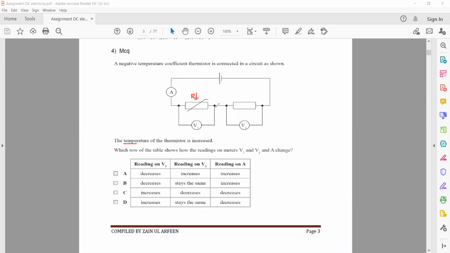And because it's a voltage divider circuit, if the resistance here decreases, the voltage here will decrease in comparison, because the total sum of V1 and V2 will be constant. So if V1 value is decreasing, V2 value will increase. And what about the current in the circuit? The combined resistance will be the resistance of the thermistor plus the resistance of the fixed resistor. The resistance of the thermistor is changing, the fixed resistor is constant, so the combined resistance is R1 plus R2, and as the value of R1 is decreasing, the combined resistance will also decrease. So if the combined resistance decreases, the value of the current will increase. So A is the right answer: the value of V1 will decrease, the value of V2 will increase, and the reading of the ammeter will also increase as the total resistance of the circuit is decreased.